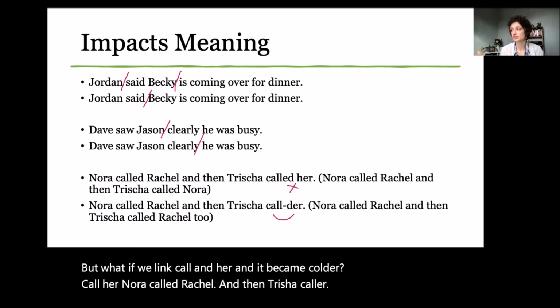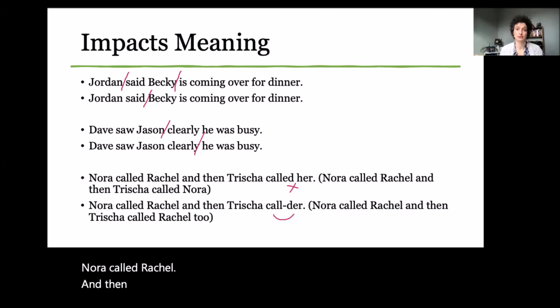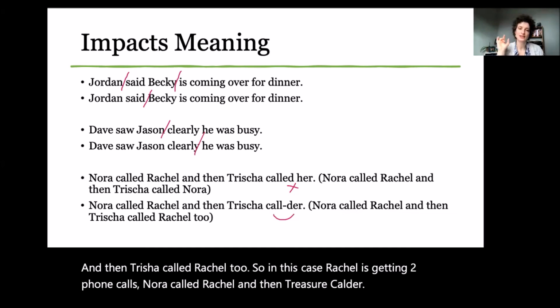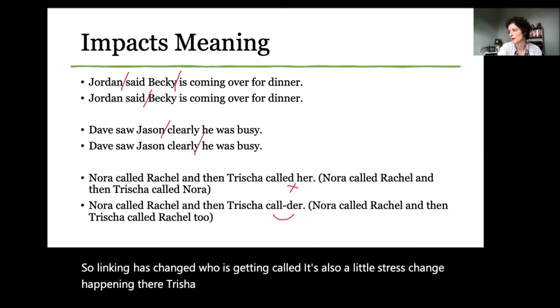Nora called Rachel and then Trisha called her. Nora called Rachel and then Trisha called Rachel too. So in this case, Rachel is getting two phone calls. Nora called Rachel and then Trisha called her. So linking has changed who is getting called. It's also a little stress change happening there. Trisha gets stressed a little bit more.